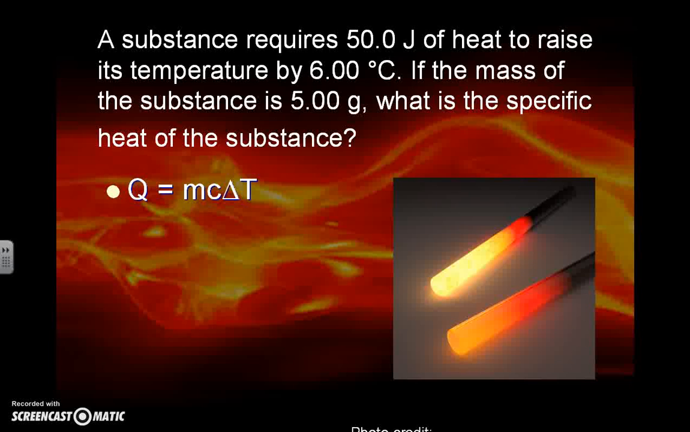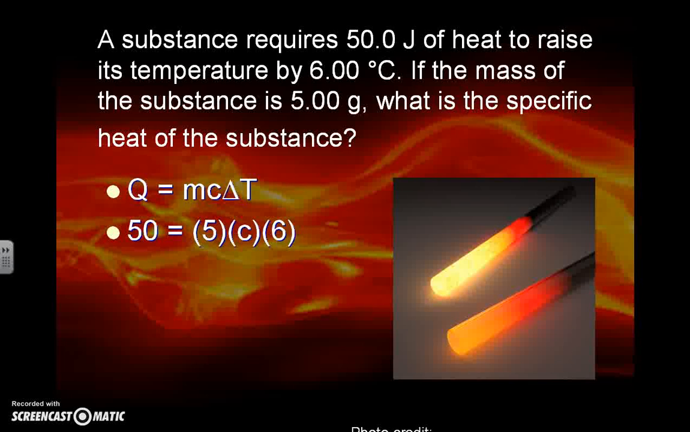So it says how much heat is required. That's the Q. It gives you the mass. That's the grams. And it gives you the amount the temperature is going to change. So yet again, we just plug in that 6 degrees in for the delta T. So the substitutions for this problem look like this.